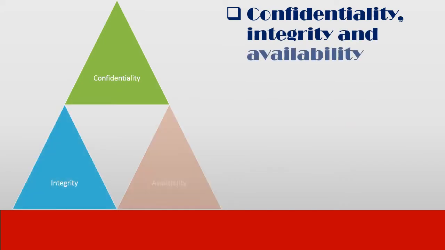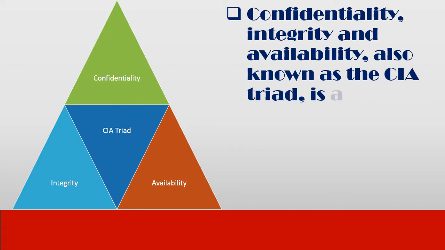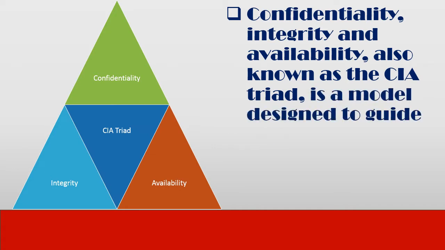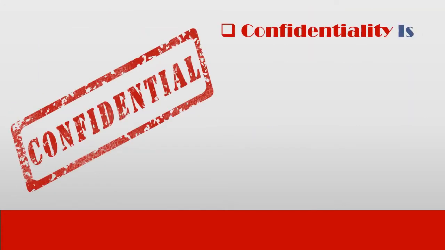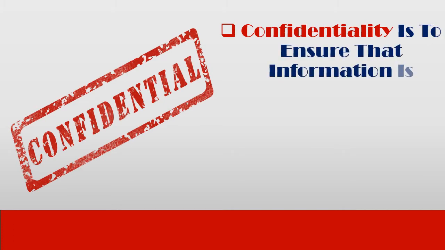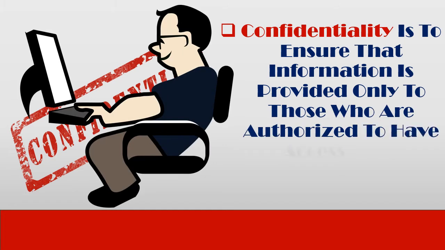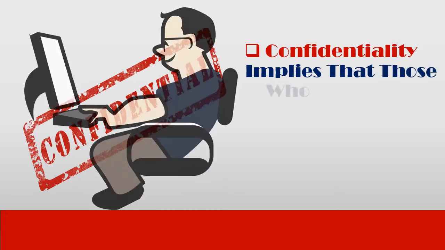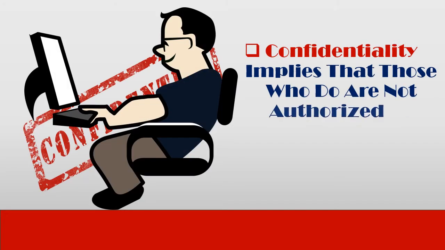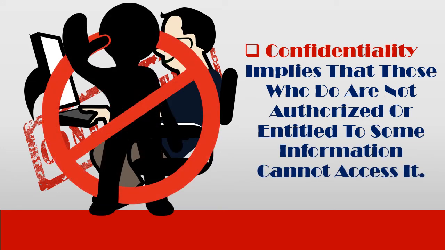Confidentiality, integrity, and availability, also known as the CIA triad, is a model designed to guide policies for information security within an organization. Confidentiality is to ensure that information is provided only to those who are authorized to have access to it. Confidentiality implies that those who are not authorized or entitled to some information cannot access it.